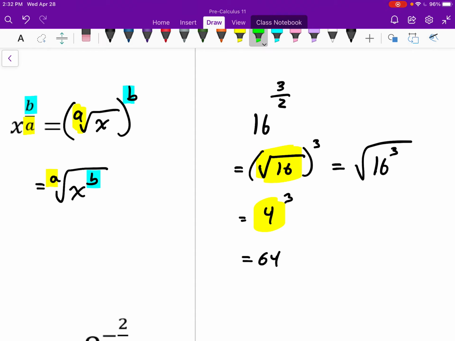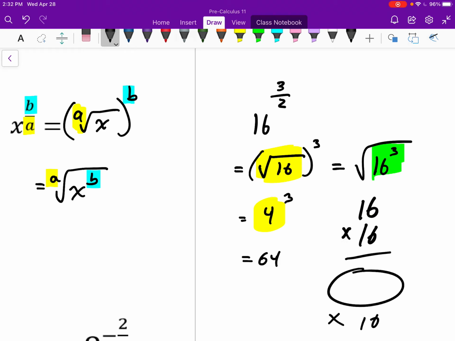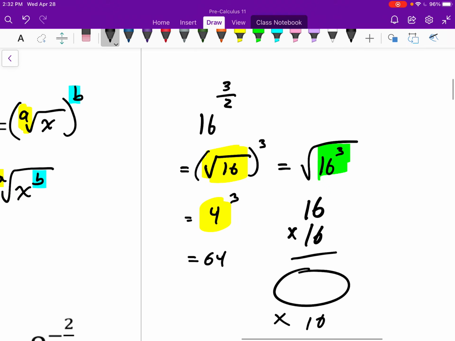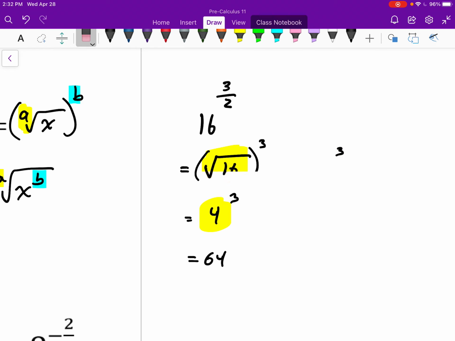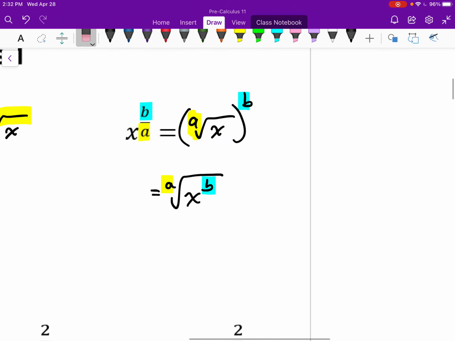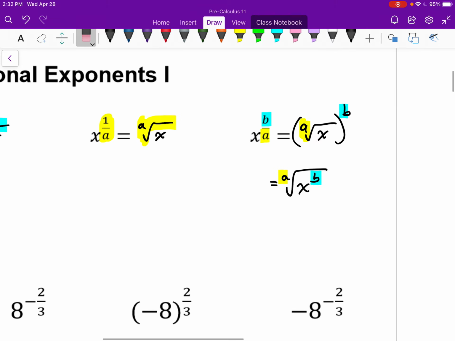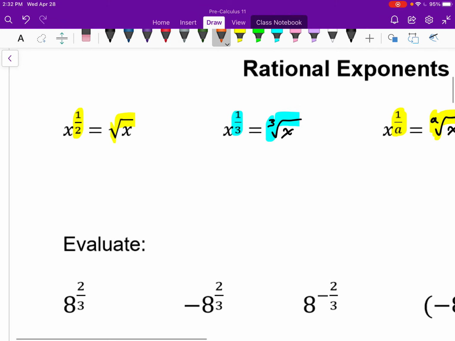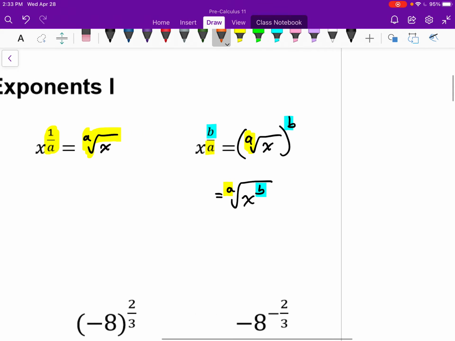Whereas this, good luck doing this without a calculator. First you have to do 16 to the power of 3. So 16 times 16, and then times 16 again. You get some big, big number, and then you have to find the square root of that. So even with a calculator, this is significantly more work. So in the end, what matters is that these are both equivalent. But in terms of using these, the first one I wrote is probably more convenient to work with, but they're both equivalent.